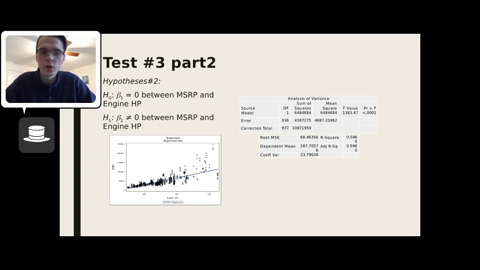In one of our tables, we can see R square. This number represents that 59.65% of the test results can be explained by this regression model for those two variables.